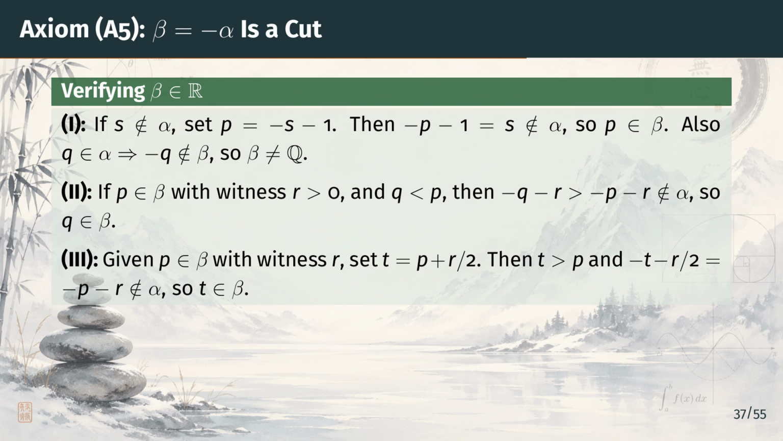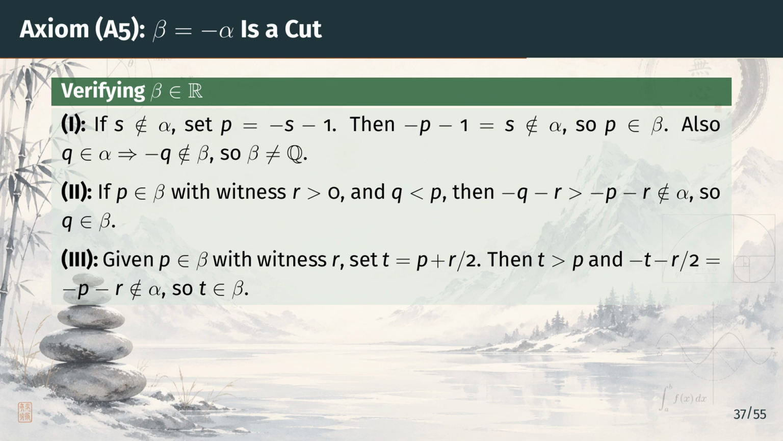We verify beta is a cut. For property 1, pick any S not in alpha and set P equals minus S minus 1. Then minus P minus 1 equals S, which is not in alpha, so P is in beta. Thus, beta is non-empty. Also, if Q is in alpha, then minus Q cannot be in beta, because every rational less than Q is already in alpha, contradicting the definition of beta. So beta is not all of the rationals.